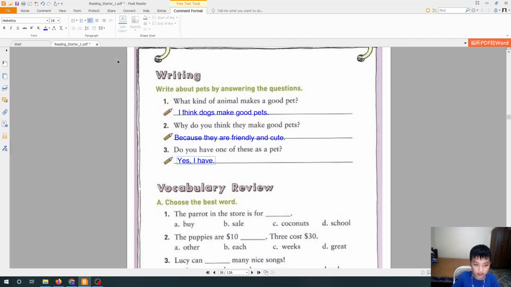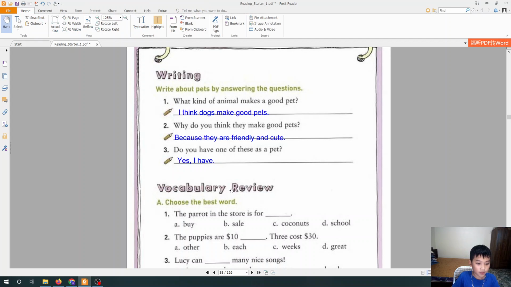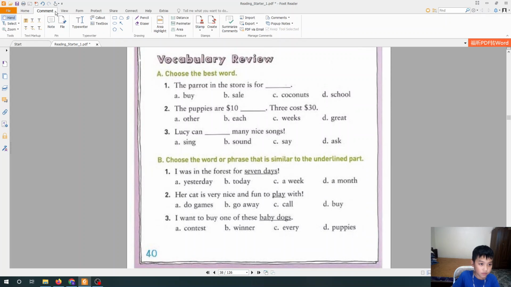Now, go to the next exercise, vocabulary review. We will choose the best word. Part A. Section 1: the parrot in the store is for sale. It's answer B. Next sentence: the puppies are $10 each. The tree costs $13. Next: Lucy can sing many nice songs.